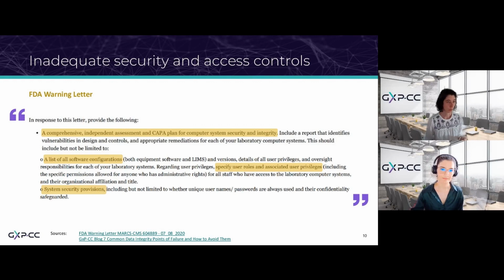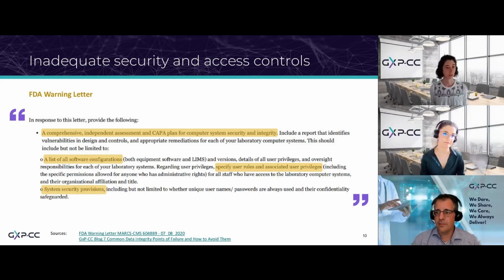This should be something that's pretty easy to provide because the software configuration should be in your configuration specification. Your roles and privileges should be there as well, and also most likely in your functional specifications. So if you don't have that in place, that's a really great place to start to get everything mapped out and bring things up to speed. The last thing they're requesting is system security provisions. So these would be technical controls, such as whether there are unique usernames and passwords in place.